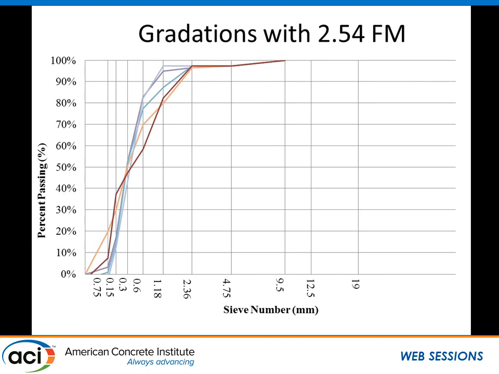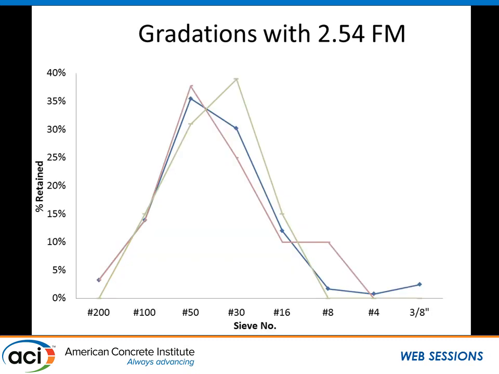For example, if I show a percent passing curve here versus sieve analysis down here, sieve number down here, you could say all of these mixtures all have an FM of 2.54. You're like, oh, they all look about the same. And yeah, they do to me too, because I don't like the percent passing curves that much. I'm a big fan of the percent retained. Okay? You can see so many more details. And those three curves all have an FM of 2.54.